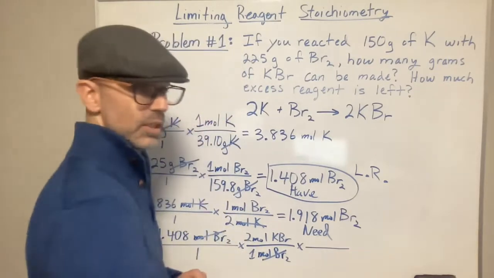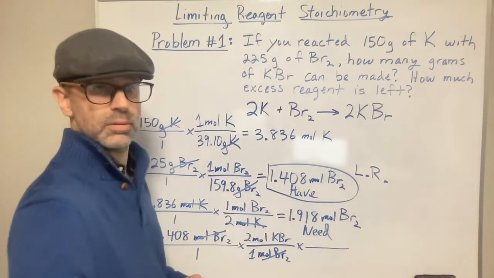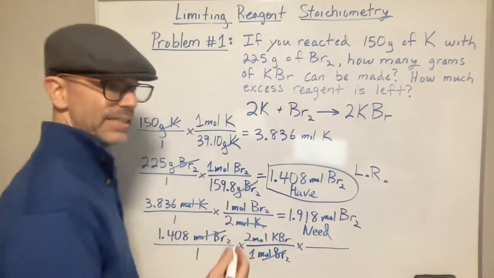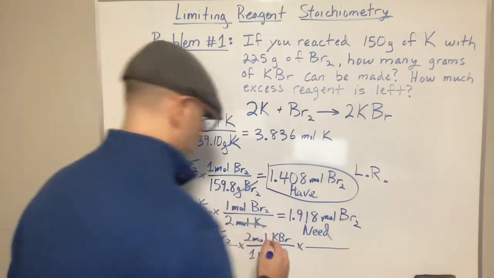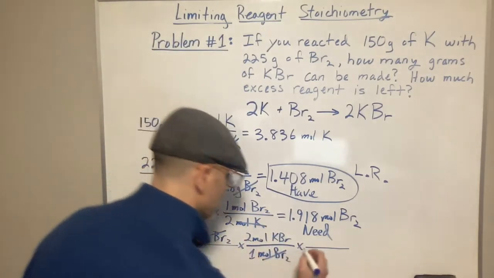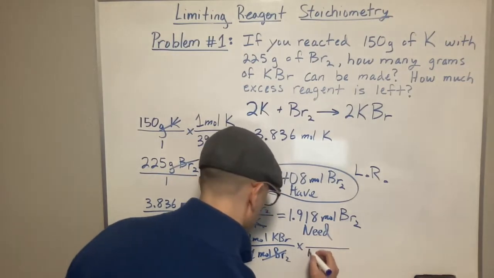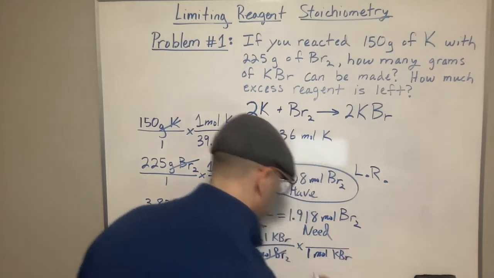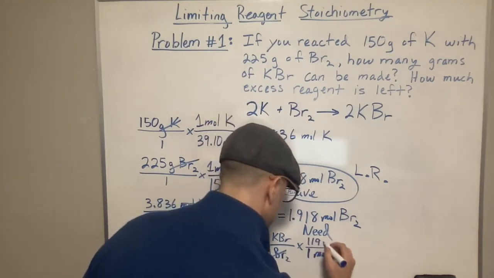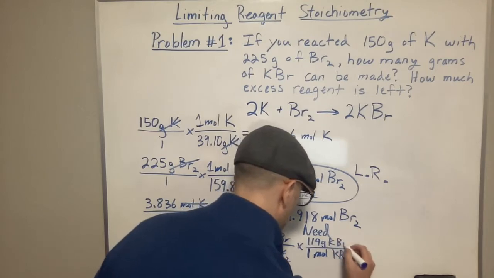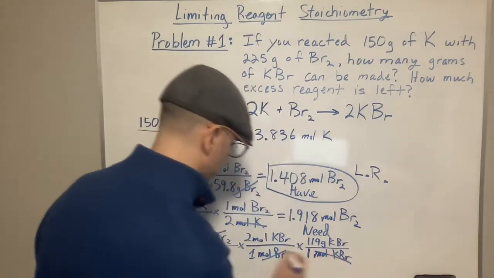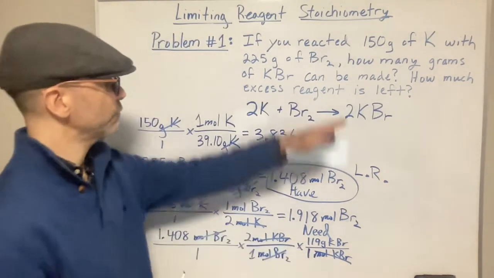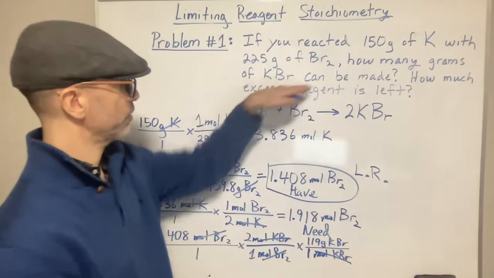Okay, so it's going to be 119 grams of KBr. So 1 mole of KBr is equal to 119 grams. So I'm going to put 1 mole of KBr on the bottom and 119 grams of KBr on top. So moles of KBr cancel out, and now I'm left with grams, which is what they're asking for. They want to know how much, in grams, of KBr is made.